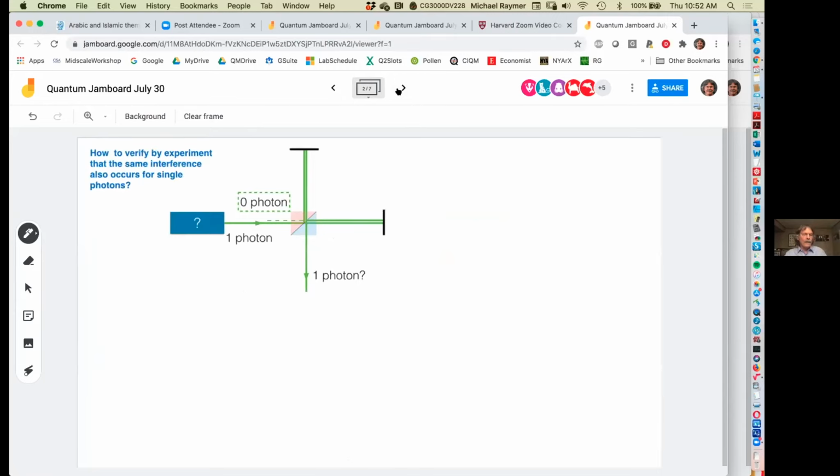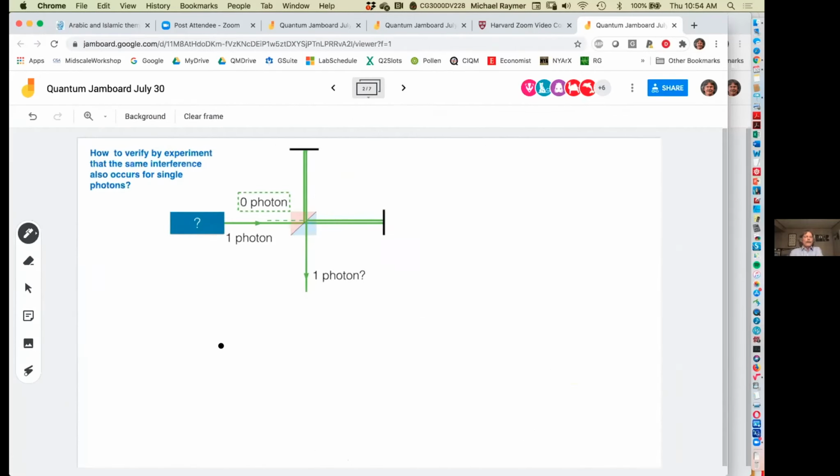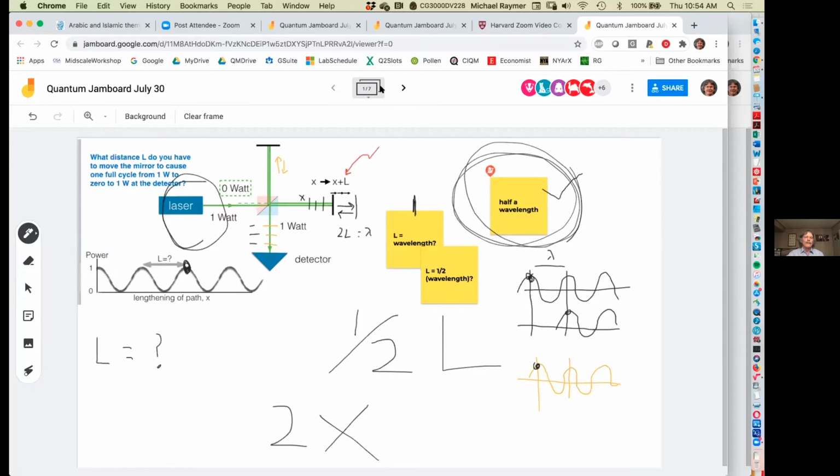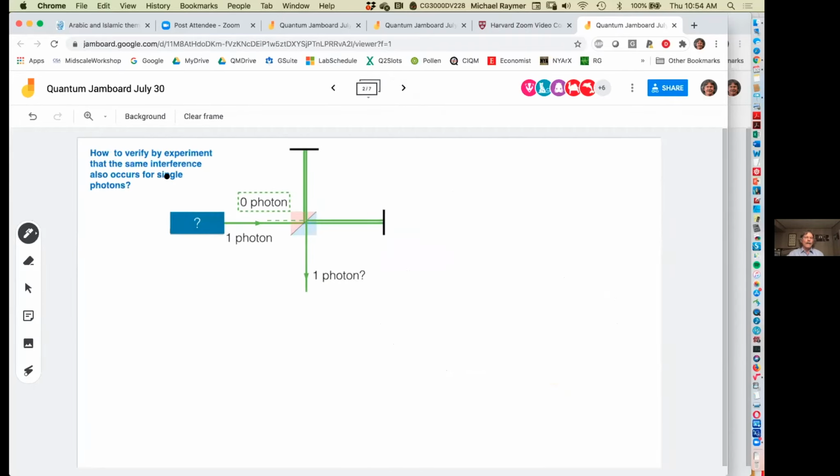We're warming up now for the experimental demo. So now, how to verify by the experiment that the same interference that you could observe with a laser. So previously, I had a laser here. Now, how to verify by the experiment, maybe replace the laser with something, to prove that this same apparatus will cause interference for single individual photons. Draw a picture or propose or type an answer.